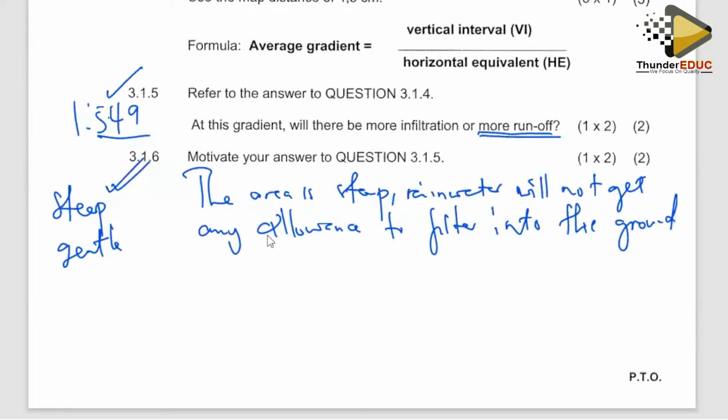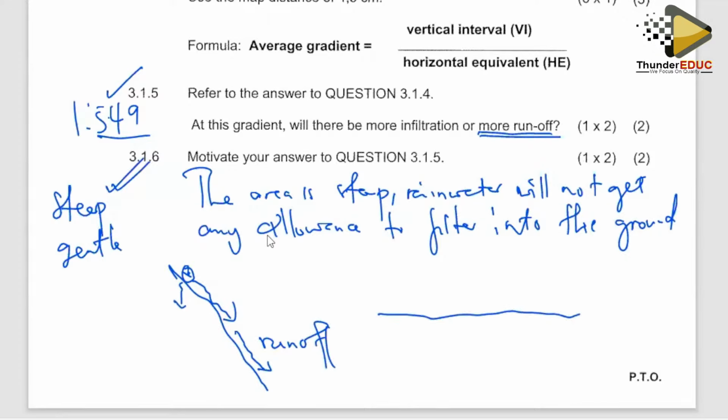It means if a raindrop falls over a steep area like this, it cannot find time to filter here. It will just have to go down the slope and become runoff. There is no time for this raindrop to filter here. It can filter if the area is like this: it comes here, it settles, then gradually it can filter into groundwater. But here, there's no opportunity. It cannot have time to stay here. It just has to flow down the steep sloping area. So that's the motivation there.